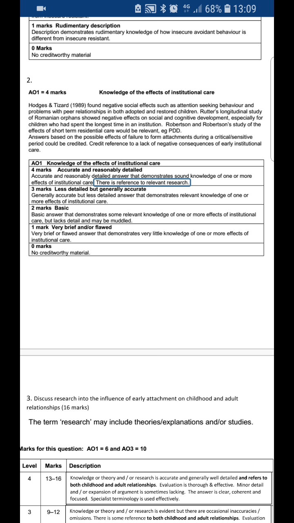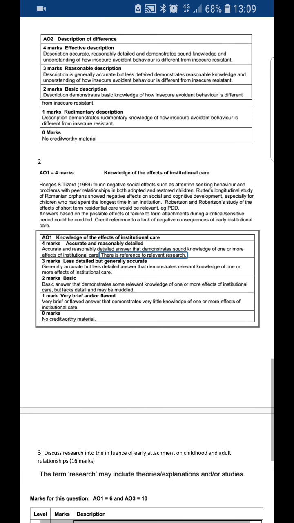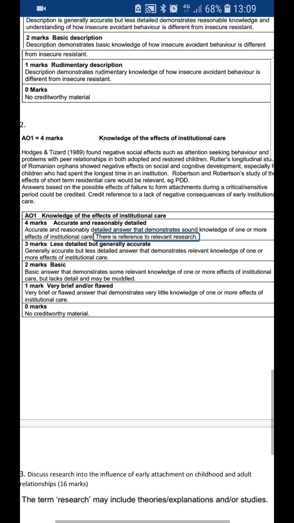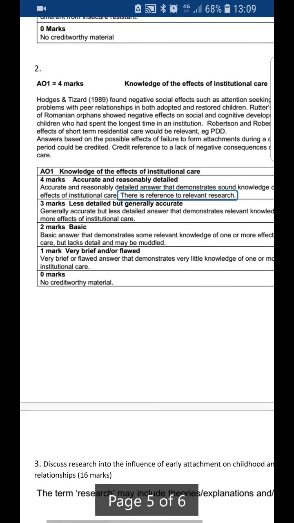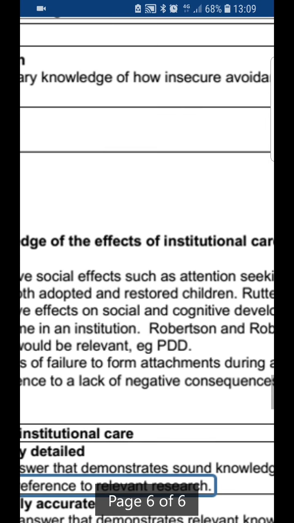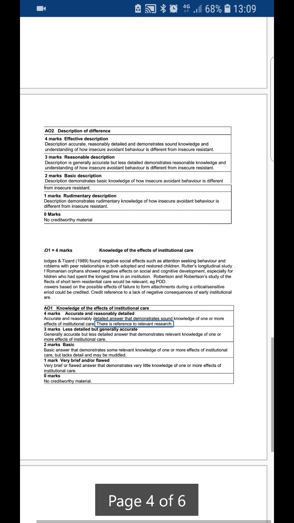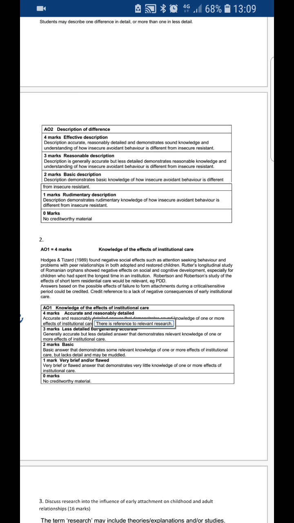Obviously, to get into 4-mark territory, you did need reference to specific research and accurate findings. But a lot of you were able to get 3 marks, which is less detailed but generally accurate. You had a good understanding of the effects of institutional care. You maybe just didn't know specific findings. Obviously, if you're getting 1 or 2 marks, it was just because it was too brief. So maybe you were saying things like they have problems with attachment in later life. That doesn't really show a great deal of understanding.